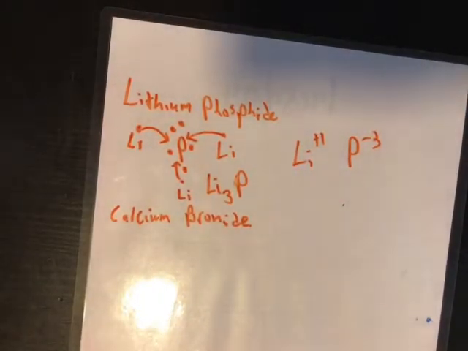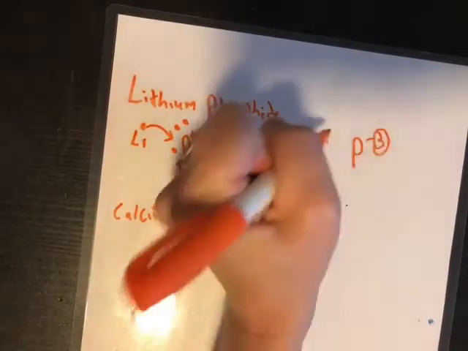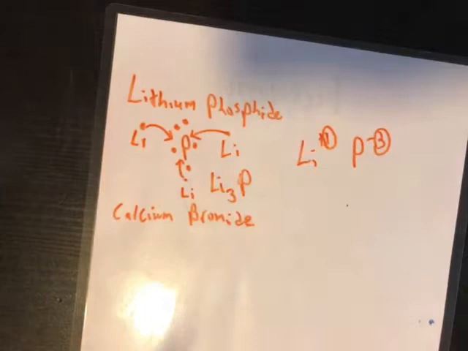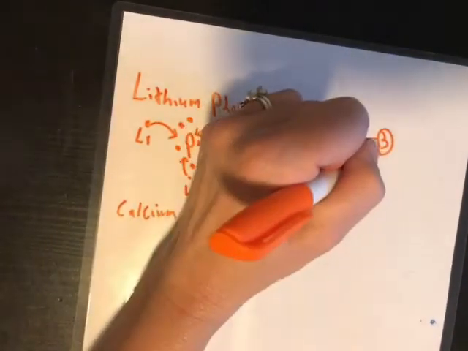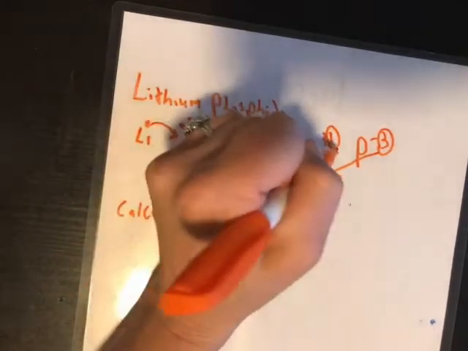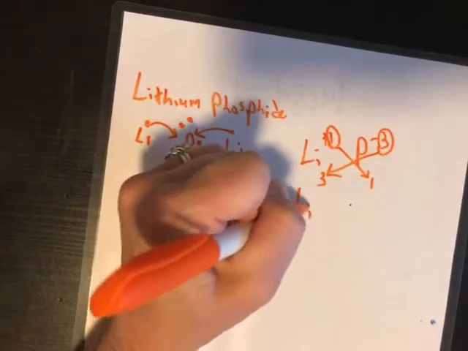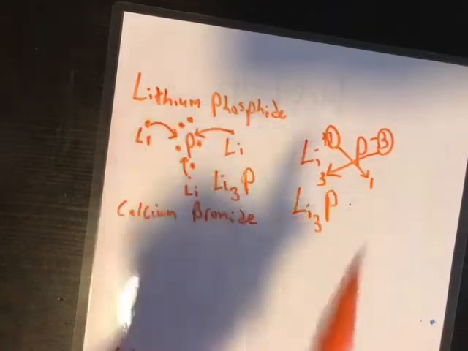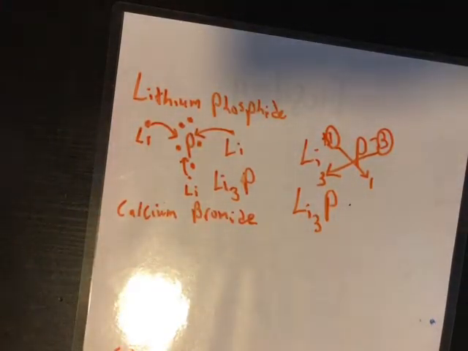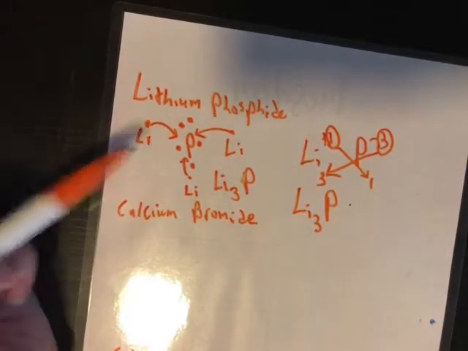And you're going to crisscross the numbers, just the 1 and the 3. Notice I didn't select the plus or the minus. You're just crisscrossing the numbers. So the 3 would come down here, and the 1 would come down here. Rewriting that would be Li3P with an imaginary 1. We don't write the 1 in. So either way, you can do this, the crisscross method or the drawing method.